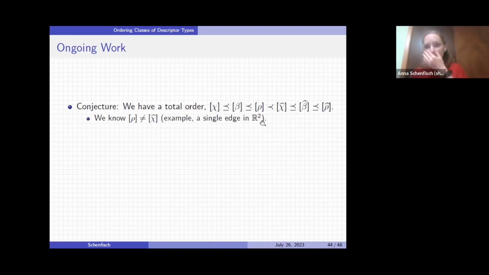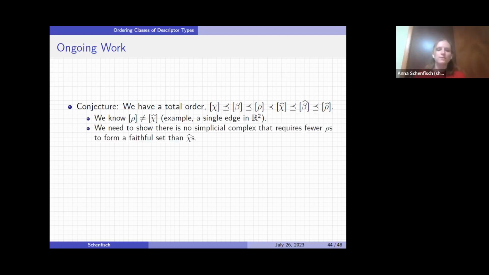So what would we need to show in order to prove this conjecture? Well, we already know that they're in different strength equivalence classes. I didn't really tell you why, but a single edge in R2, if you compare the minimum faithful sets, you can find that they can be true. So we need to show that they are comparable. And how would we do that? We need to show that there is no simplicial complex that will ever require fewer non-augmented diagrams to form a faithful set than augmented or their characteristic curves. And somehow it's proven to be more difficult than finding just a single example like we did in our augmented Betti curves, augmented diagrams, right? We need to show that this is true for all simplicial complexes.